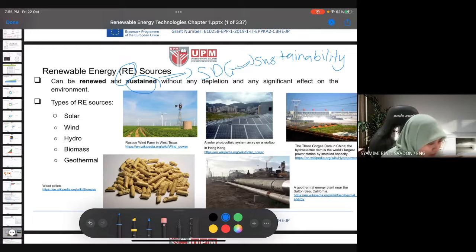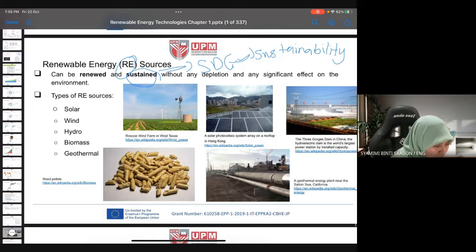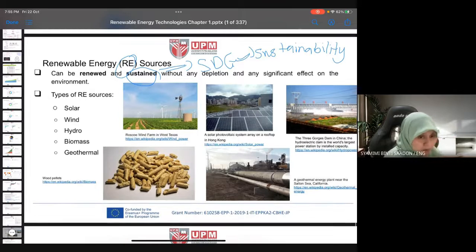So, okay, so types of renewable energy source: solar, wind, hydro, right, water, biomass, for example wood pellets, but also from waste, municipal solid waste, right? We produce power from the waste, solid waste, waste energy, waste heat, geothermal also, okay?